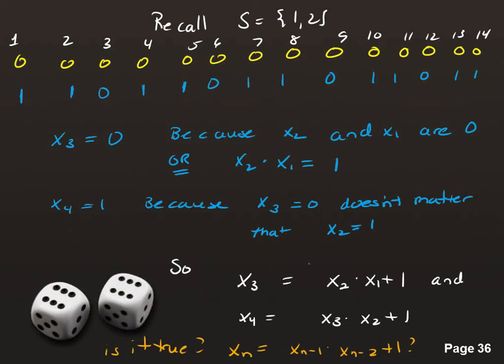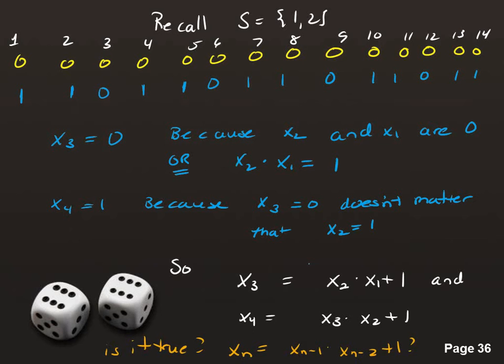Is it true in general? Can I write, is that the recursion? x_n is x_(n-1) times x_(n-2) plus 1 mod 2? Because then I've got a recursion formula, and that's pretty cool. So notice I saw a pattern here, right? That x_3 was x_2 times x_1, x_4 was x_3 times x_2 plus 1. Is that true in general?